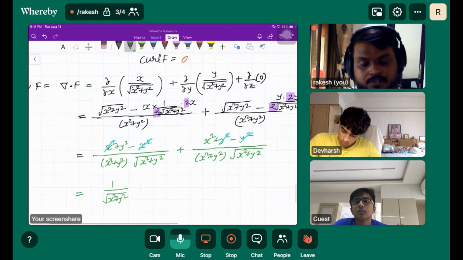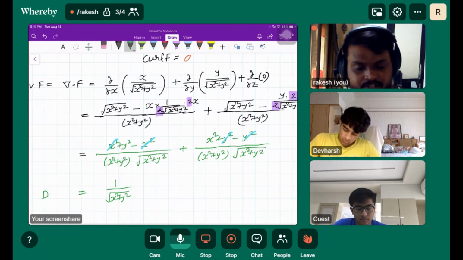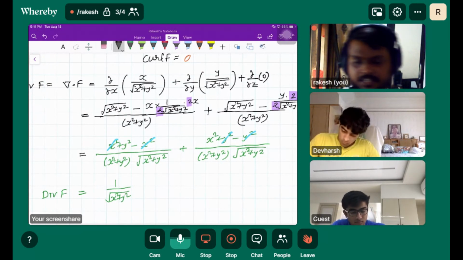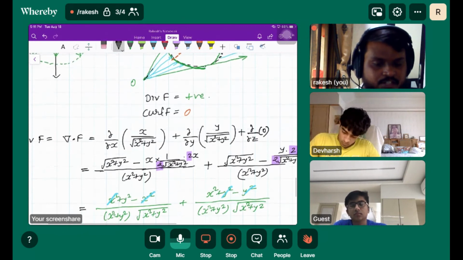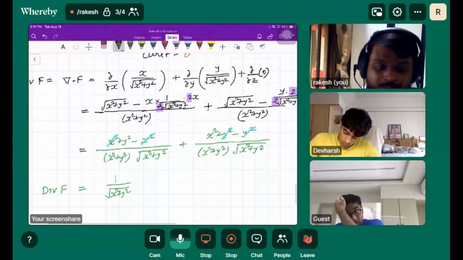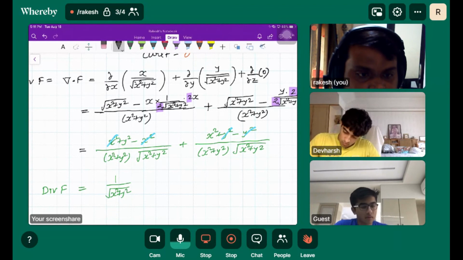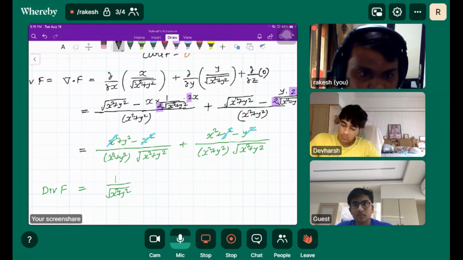This is the divergence of f, right? The divergence of this vector field, what we thought, it should be positive. Did we get positive here? Is it positive? 1 over root x square plus y square.